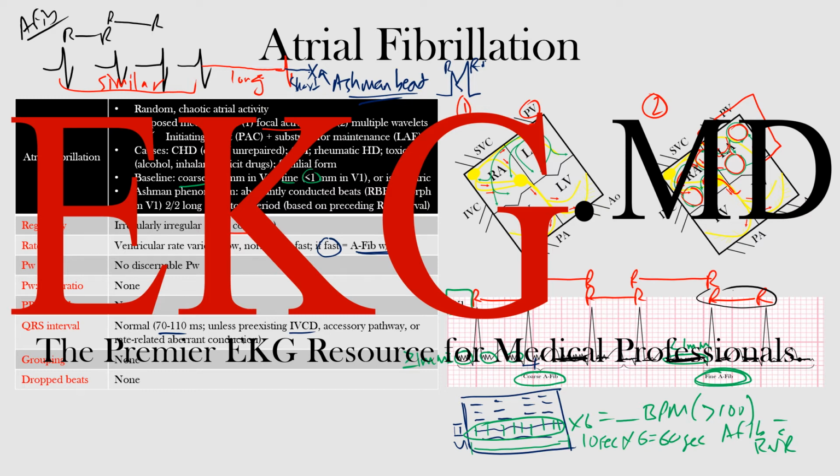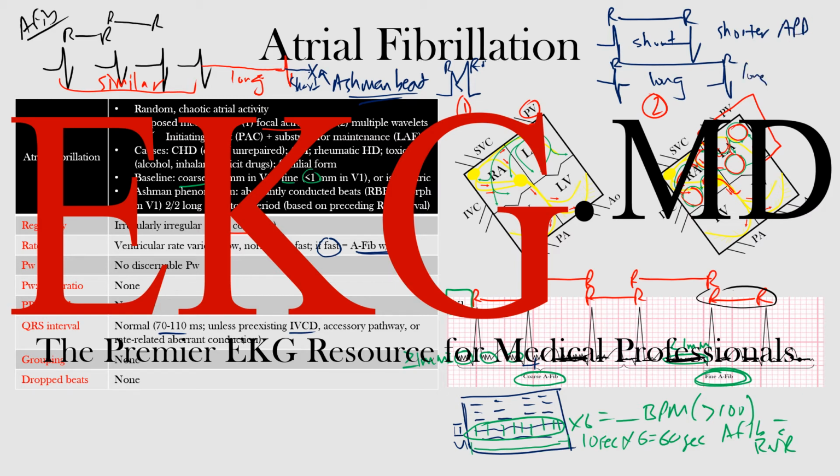So if we look at this, we're saying if we have a complex here to this complex, one R to the next, and then compare it to one here, notice that the one on the bottom is longer and the one on the top is shorter. So because you have that shorter R to R interval, you're also going to have a shorter action potential duration, and with this longer R to R interval, you have a longer action potential duration.